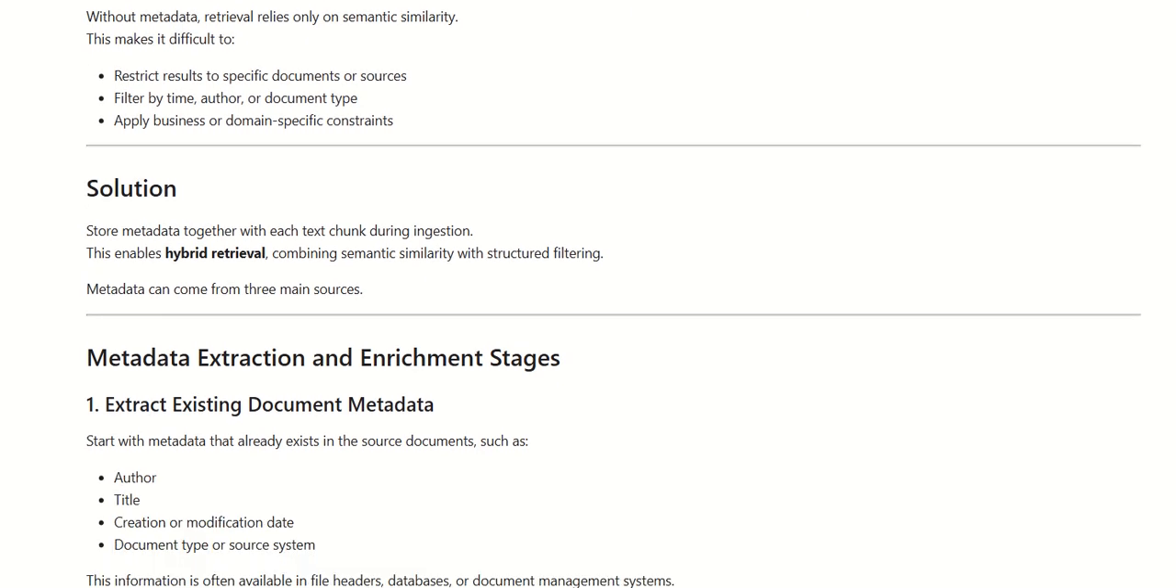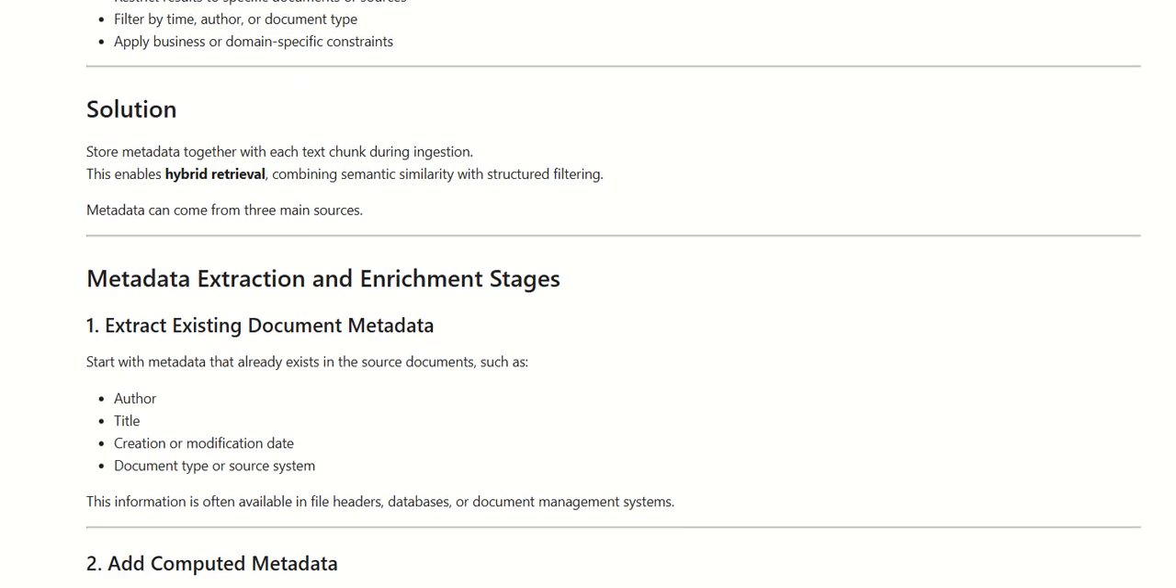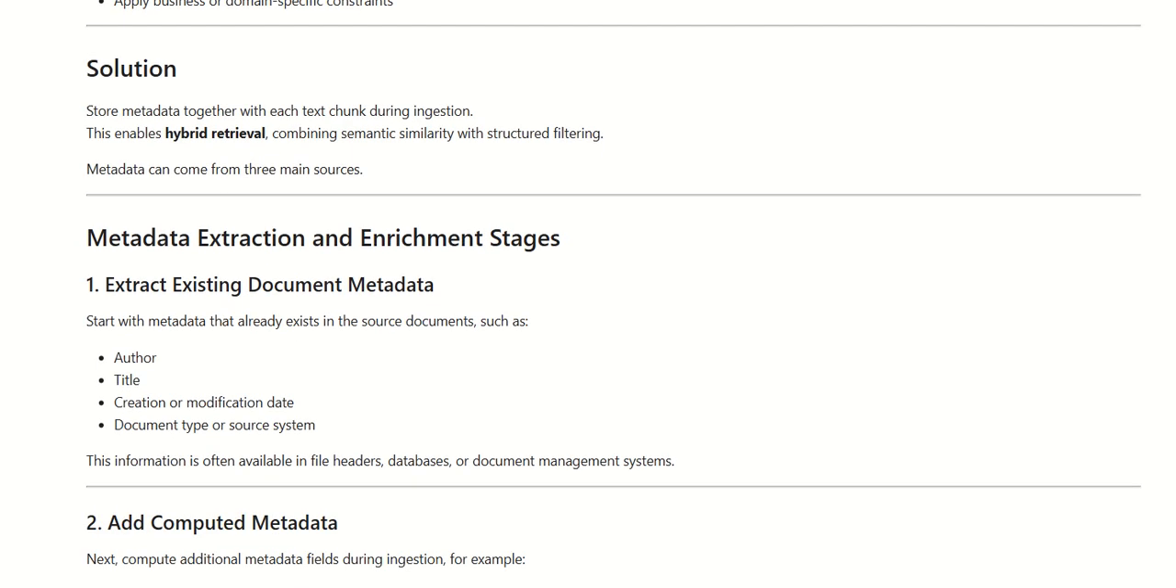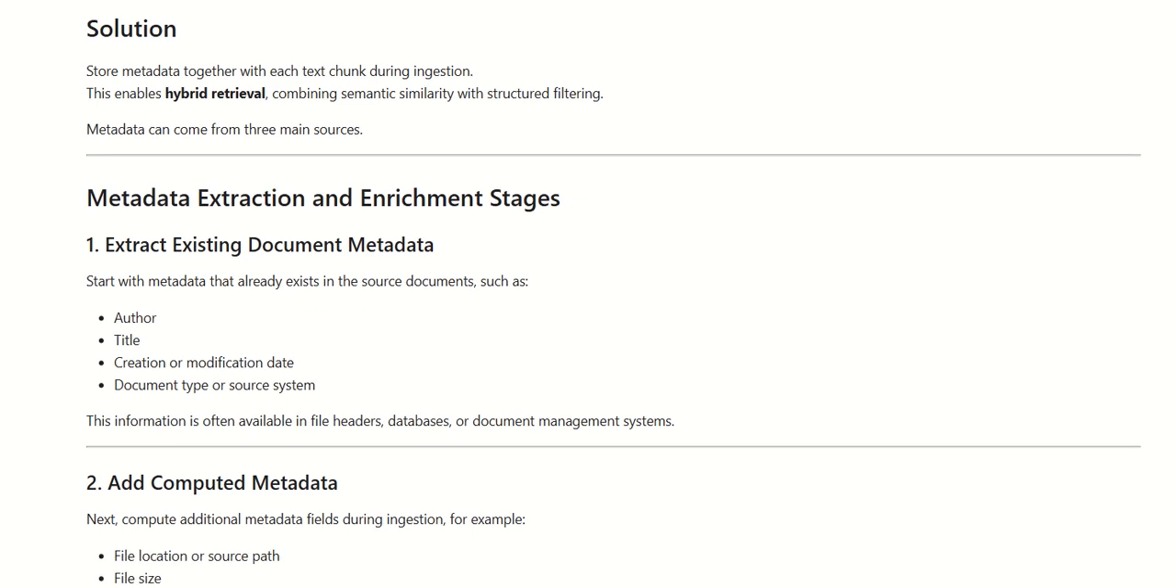Metadata can come from three main sources. One is a metadata extraction or enrichment stage. Extract existing document metadata. Start with metadata that already exists in the source document, such as author, title, creation or modification date, or else data type or source system. This information is often available in file headers, databases or document management systems.